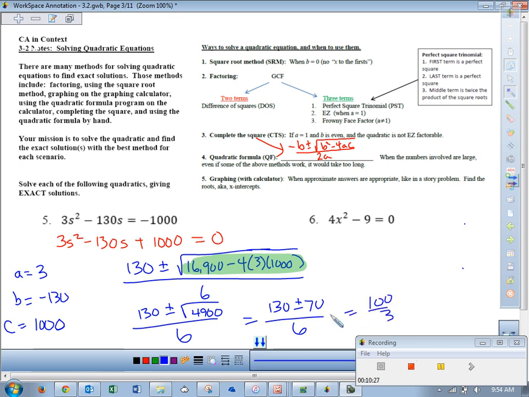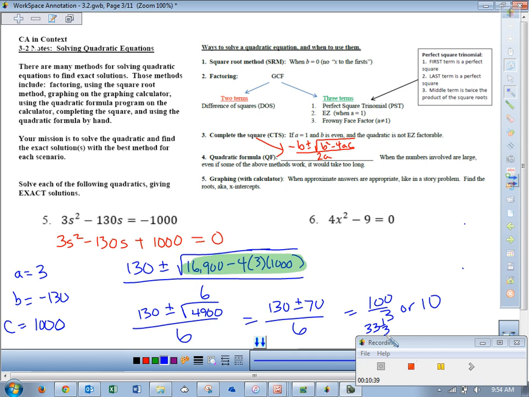130 minus 70, that's 60, correct? 60 divided by 6 is 10. So 100 thirds or 10. If you put 33 and 1/3, I'd be cool with that also. It's up to you. It's 33.3 repeating. You know, what we're finding here is where this parabola crosses the x-axis at.